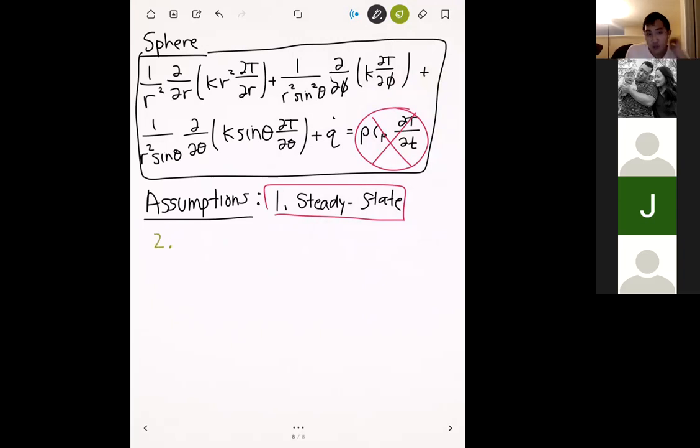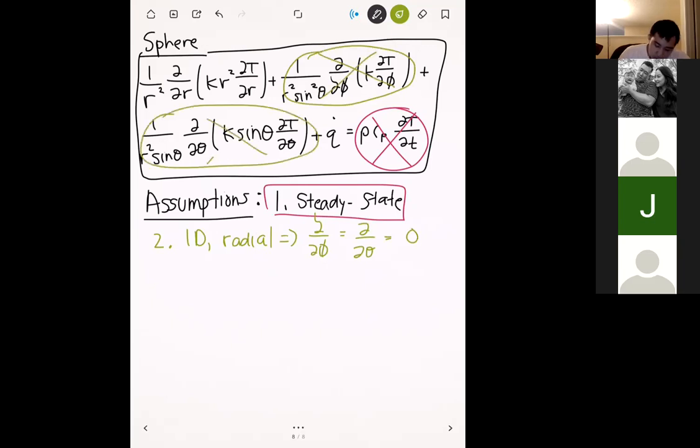All right. The next assumption that we'll make is that the heat transfer is 1D in radial. What this means is that any derivatives with respect to the polar angle theta and the azimuthal angle phi are going to be zero. So we have d/dphi equal to d/dtheta equal to zero. Anywhere we see a derivative with respect to those, we're just going to cancel it out, which is nice because those are all the really big, scary terms that normally I don't want to deal with. We can cancel out both of those terms.